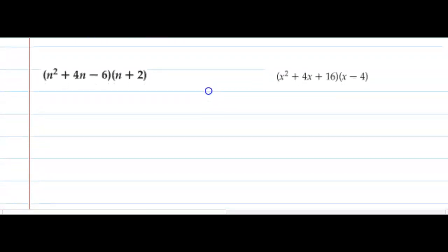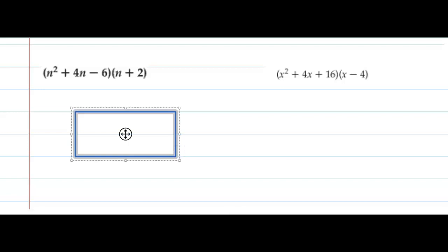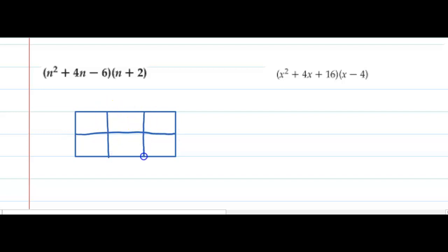It's even more important to try to use the box method when we have a trinomial times a binomial. I strongly encourage you to use the box method for this, because it's a great way to keep your terms organized. Notice I'm going to take my trinomial across the top, n squared, 4n, negative 6, n, and 2.